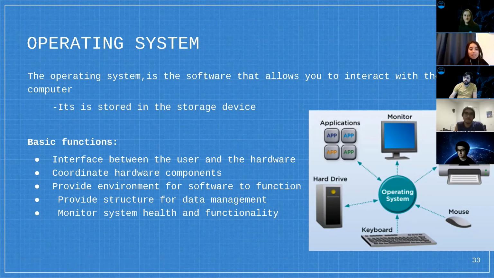The operating system is software that allows you to interact with the computer, and the operating system is stored in the storage. It has 5 basic functions. The first one is interface between the user and hardware. What this means is that, for example, this interface can be a graphical user interface, in which the users click on an on-screen element, such as a button, to interact. Or also the command line interface, in which the user types a command.